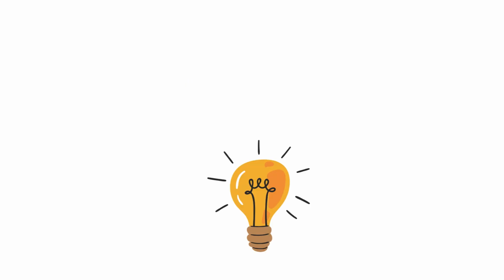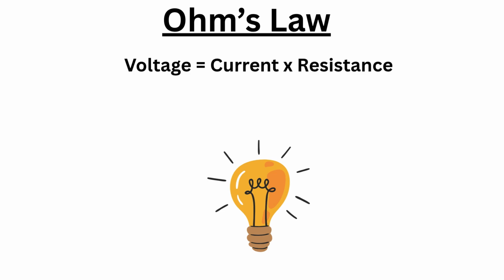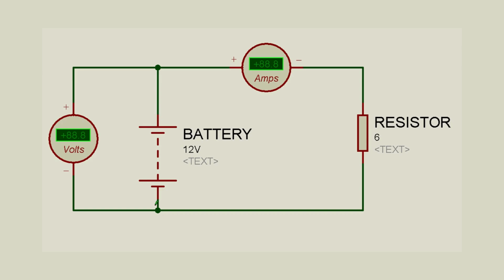These are linked by Ohm's law. Voltage equals current times resistance, or simply, V equals I times R. For example, if we have a 12-volt battery and a resistance of 6 ohms, we'll get 2 amps of current. That's Ohm's law in action.